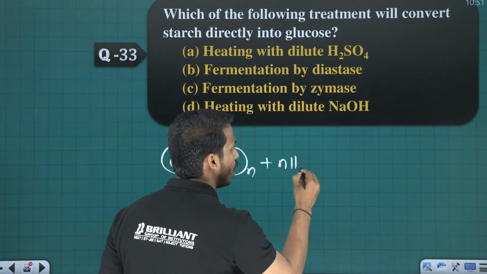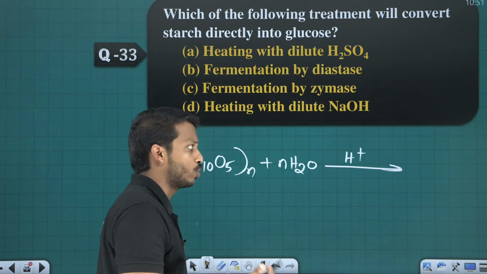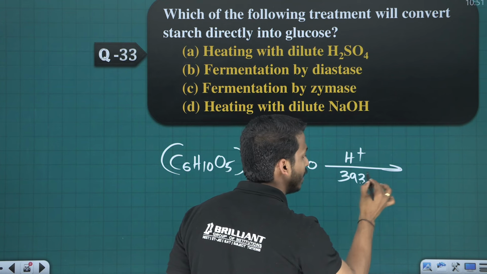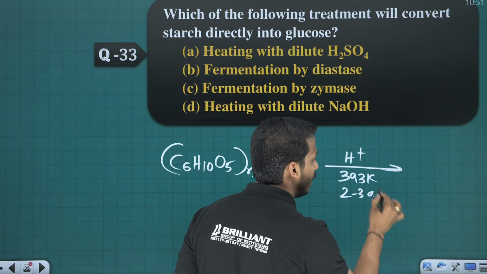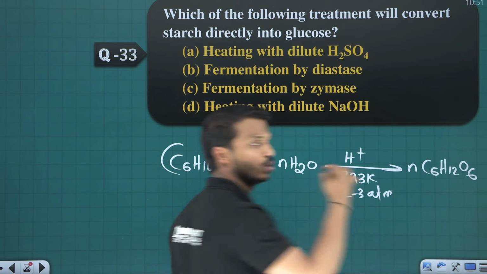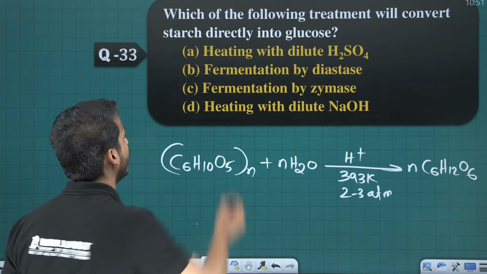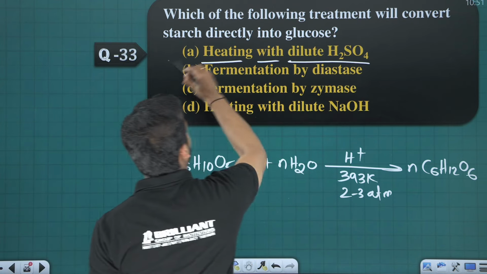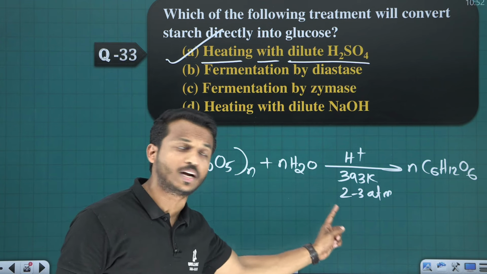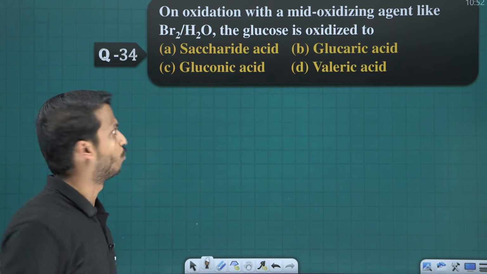Starch, when you dissolve it in n number of water in presence of an acid, like H2SO4, at 393 Kelvin and 2 to 3 atm pressure, you will get n number of C6H12O6, that is glucose. So how you can convert starch to glucose is the question. Heating with dilute H2SO4. Starch, when you heat it with H2SO4 at this temperature and pressure, you will get glucose. This is the commercial preparation of glucose.